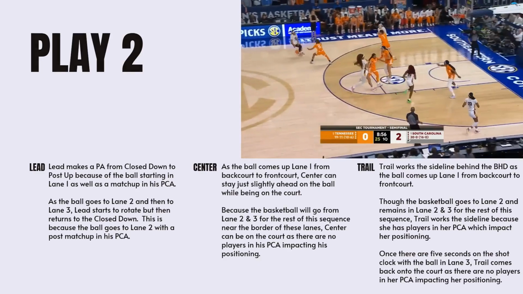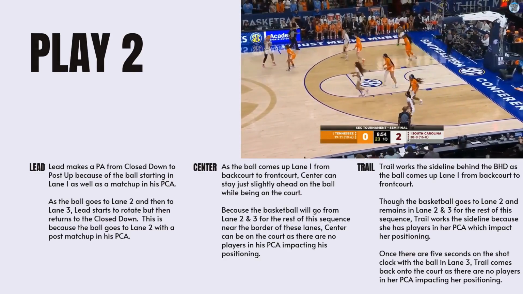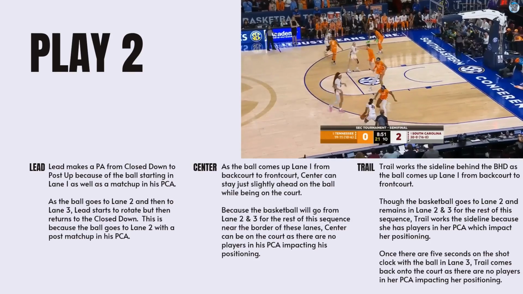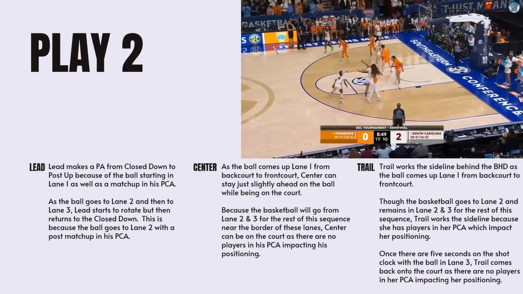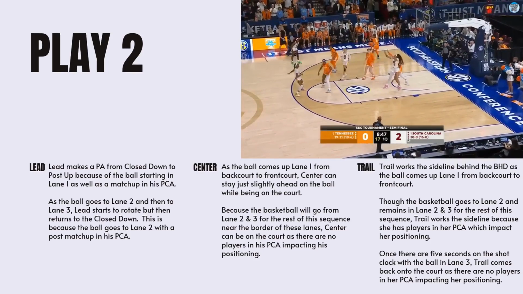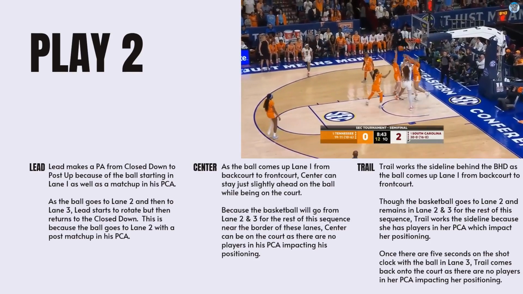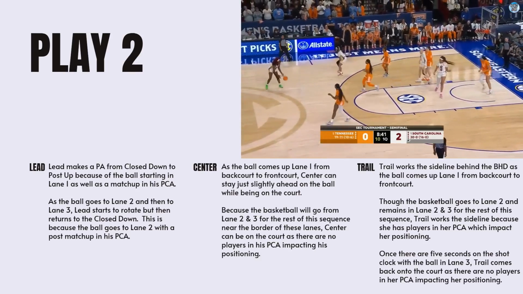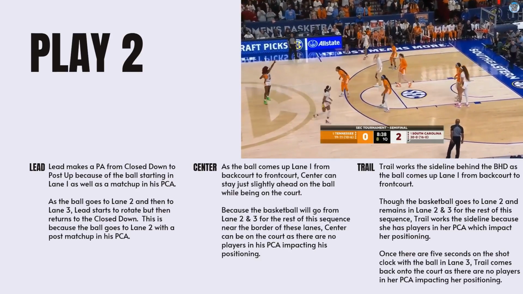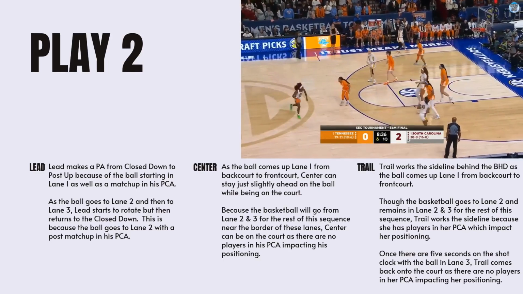Now, lead will make a position adjustment from close down to post up because of the ball starting in lane 1 as well as a matchup in his primary coverage area. As the ball goes to lane 2 and then to lane 3, lead starts to rotate but then returns to close down. This is because the ball goes to lane 2 with a post matchup in his primary coverage area.